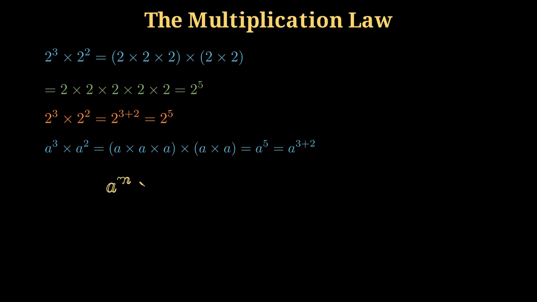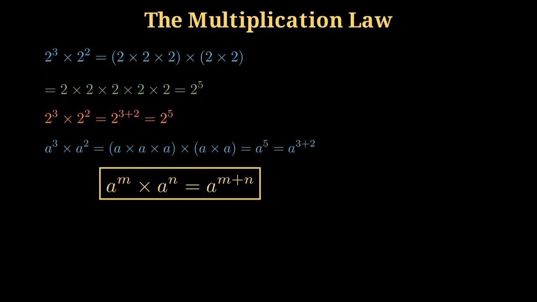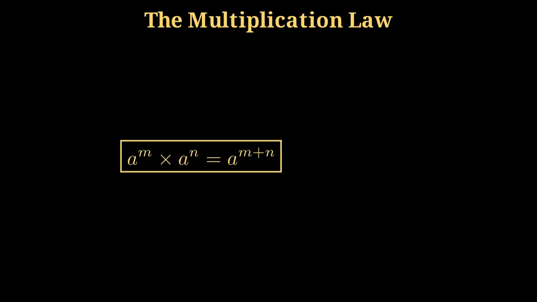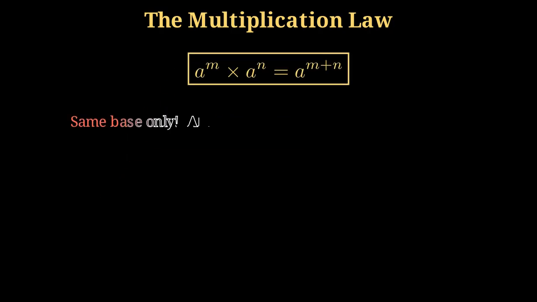So here is the multiplication law of indices. When multiplying numbers in index form with the same base, we ADD the indices and maintain the base. a to the m times a to the n equals a to the m plus n. Two things to remember before we practice. The law only works when the bases are the same, and it is the indices we ADD, 3 plus 2, never multiply. We will meet both mistakes again later in the lesson.